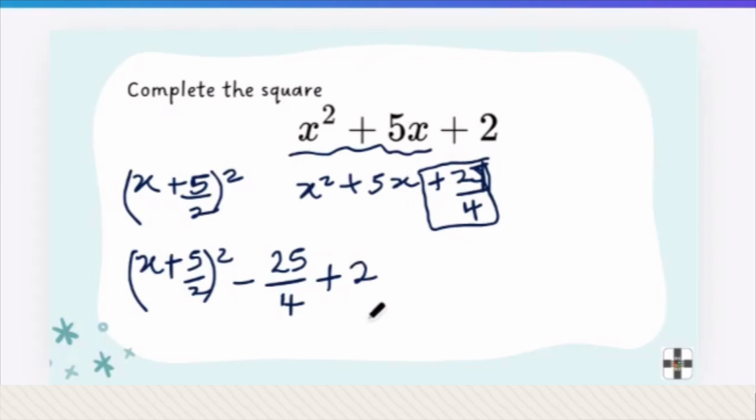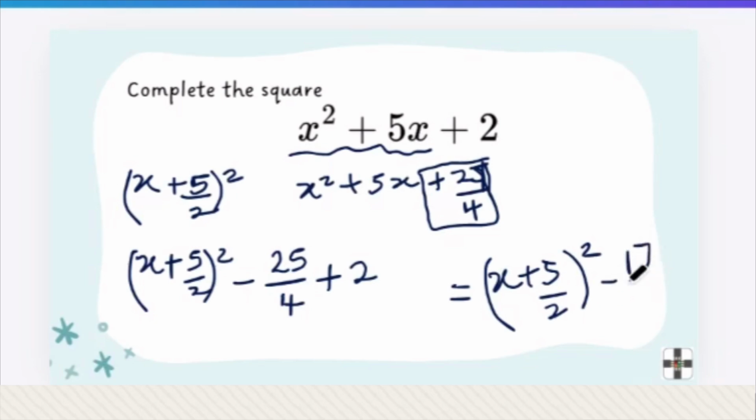we're going to have, let me do that in my calculator quickly. Minus 25 over 4 plus 2. That's going to give you your final answer to be x plus 5 over 2 squared minus 17 over 4. And that'll be the answer to that problem.